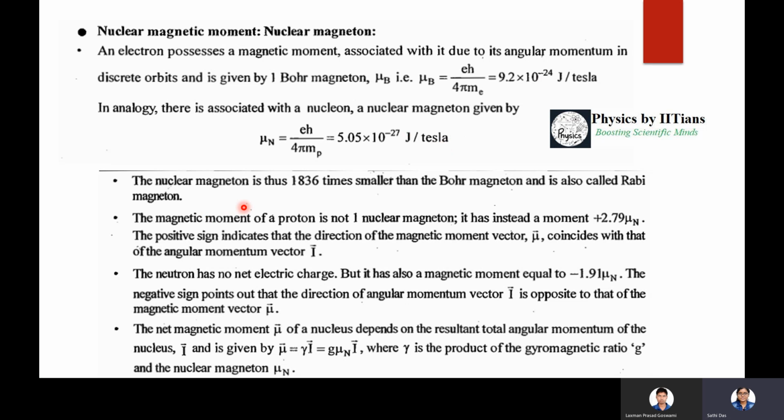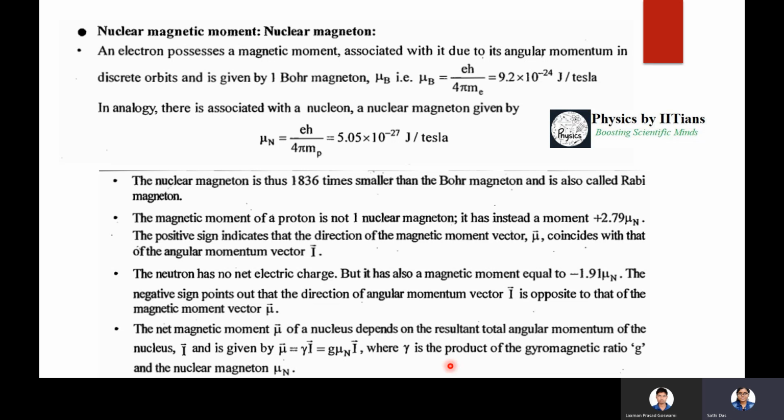So what we have seen here is that the nuclear magneton is basically 1836 times smaller than the Bohr magneton, and it is also called the Rabi magneton. The magnetic moment of the proton is not one nuclear magneton. It has instead a moment of plus 2.79 mu N. And this positive sign indicates that the magnetic moment vector mu coincides with the angular momentum vector I.